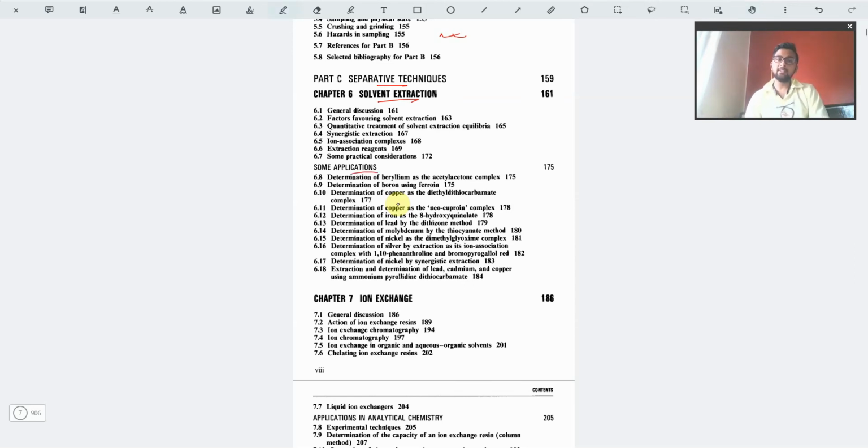Some applications of this include, let us say, beryllium as an acetylacetone complex, copper as a neocuproine complex, lead as a dithizone complex, nickel as a dimethylglyoxime complex. Obviously, because we already know that nickel and the precipitating reagent used for nickel is DMG, which is dimethylglyoxime, and the complex which is formed is Ni(DMG)2, which is rose red in color. Okay.